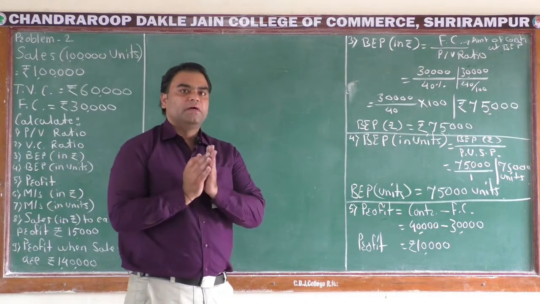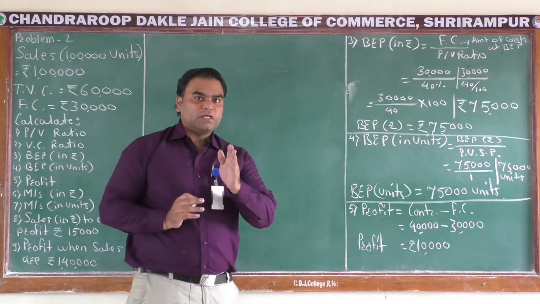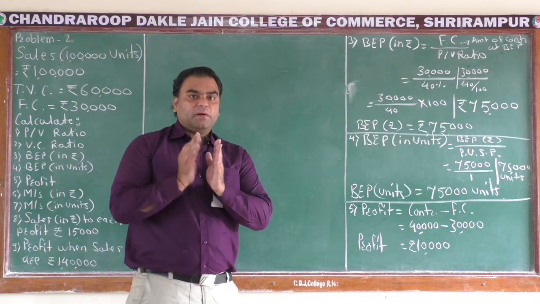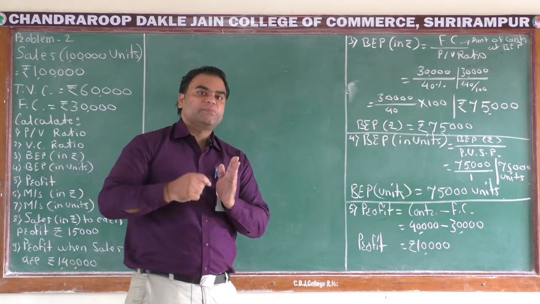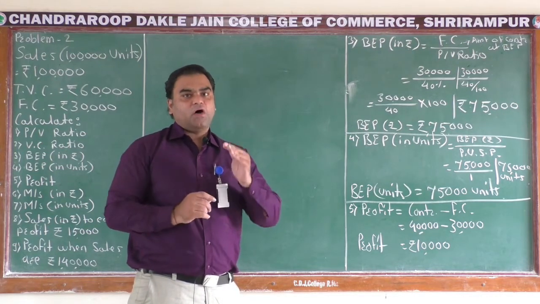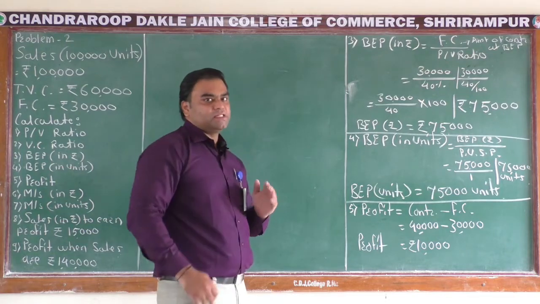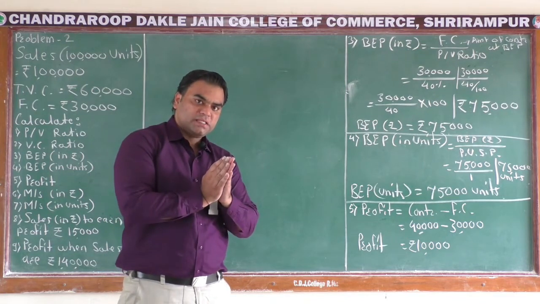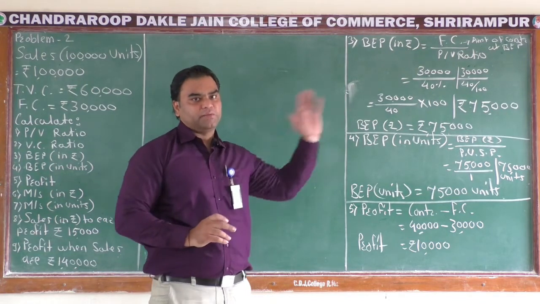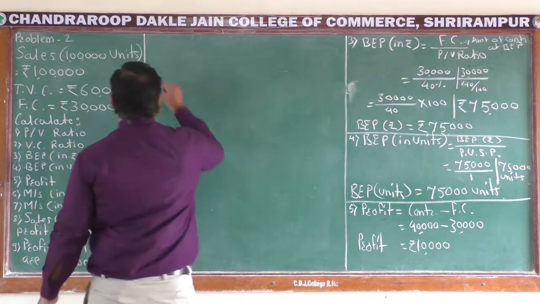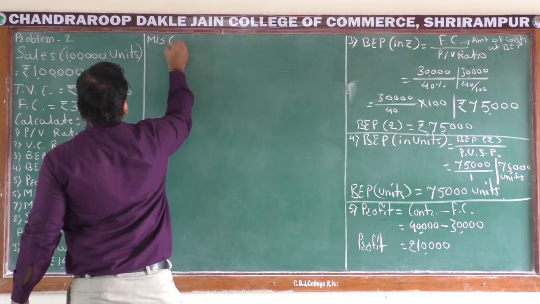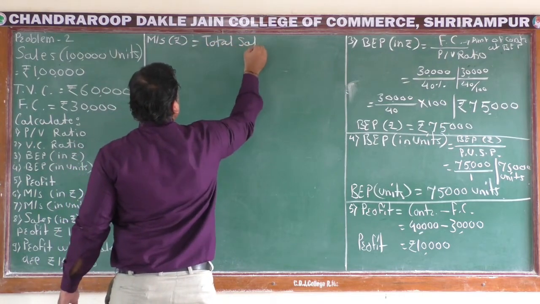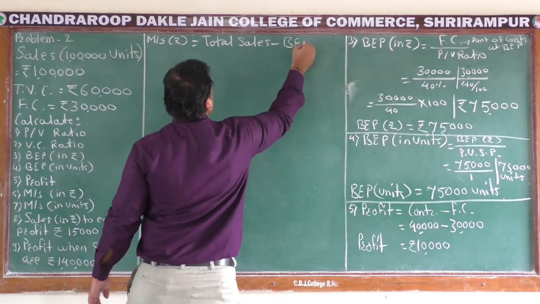How to calculate the same? Margin of safety is equal to total sales less BEP sales. In other words, margin of safety sales is the difference between the total sales and BEP sales, or the excess of total sales over BEP sales is called margin of safety sales. So 6, margin of safety sales in rupees is equal to total sales less BEP sales.